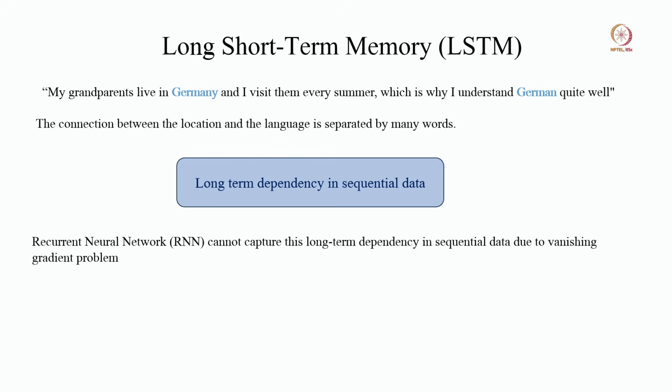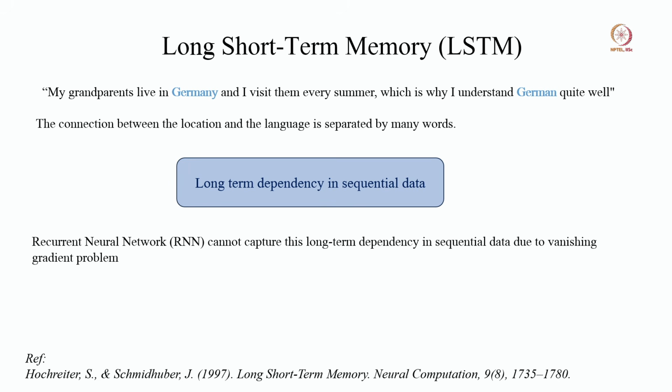Now recurrent neural networks or RNNs cannot capture this long-term dependency in sequential data due to the vanishing gradient problem. So there is a limitation of RNNs, that is, the gradients start becoming very small when it tries to capture the long-term dependency. So that is where the long short-term memory or LSTM structure comes into play, and it was introduced in 1997 by Hochreiter and his group in the paper Long Short-Term Memory in the Neural Computation Journal.